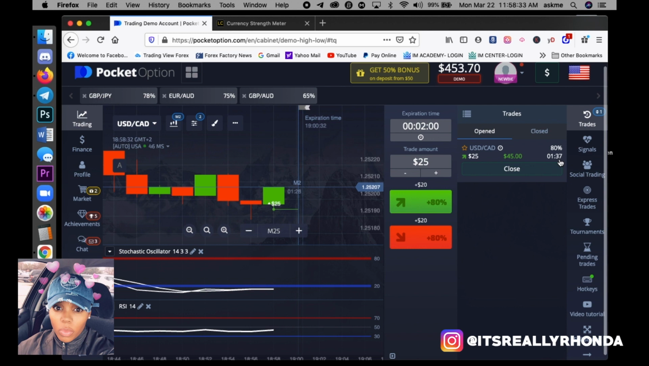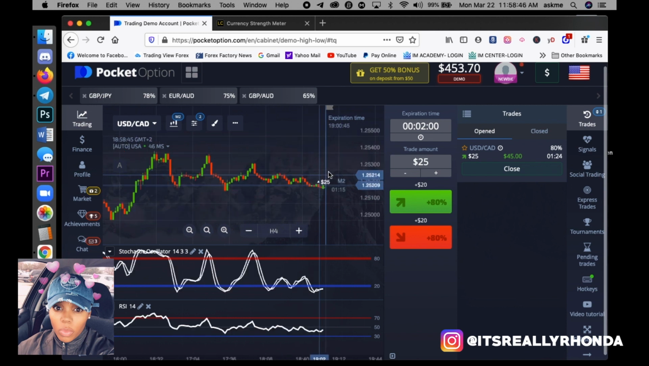We only have 1 minute and 38 seconds because this is a 2-minute trade. Once we win this trade, we're going to be making $20. Okay, so you want to keep in mind, this is where we entered. This is where things are going.